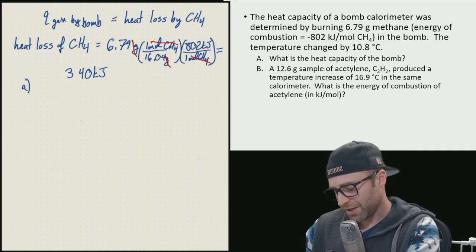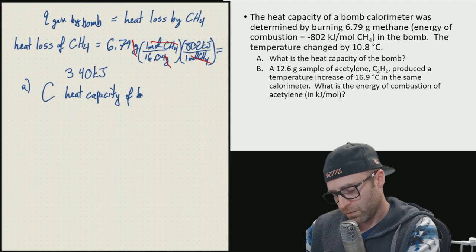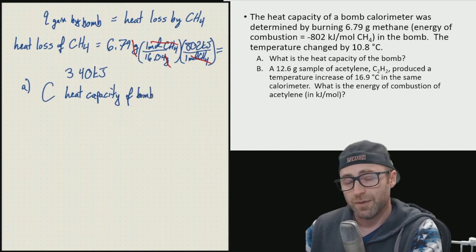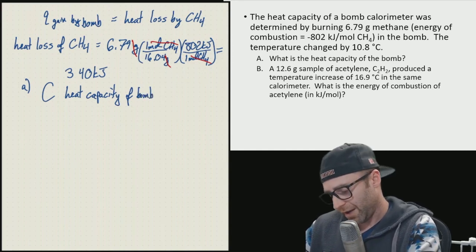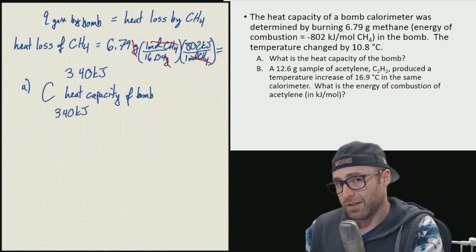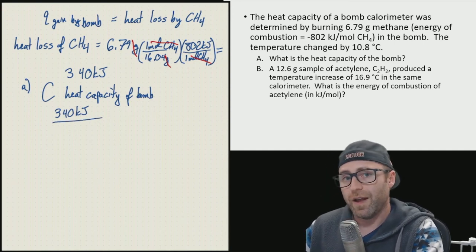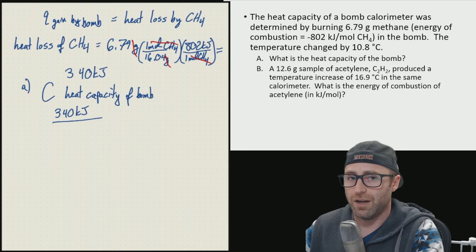Specifically here for question A, for the heat capacity, C, big C, heat capacity of bomb. Because of the way bomb calorimetry experiments are set up, we'll take how much energy was released by the sample that was combusted inside said bomb, and we're going to divide that by the temperature change that was registered as part of the apparatus.